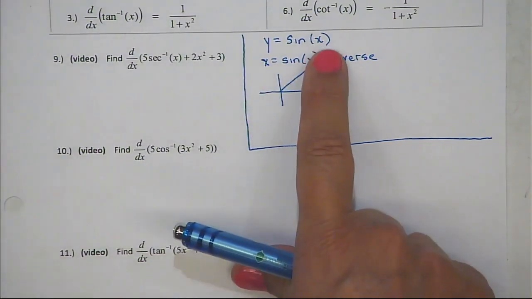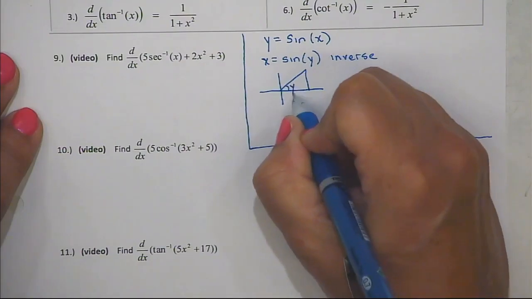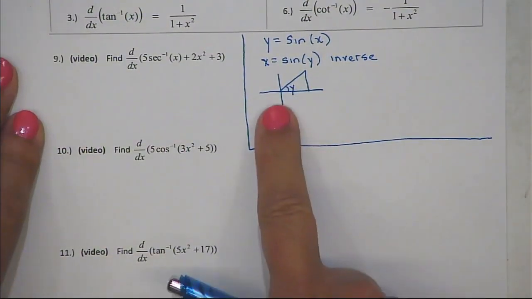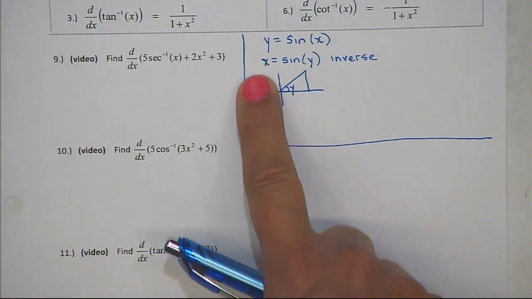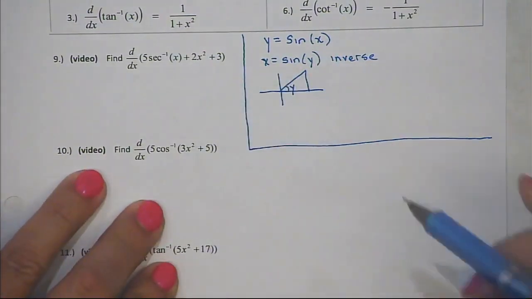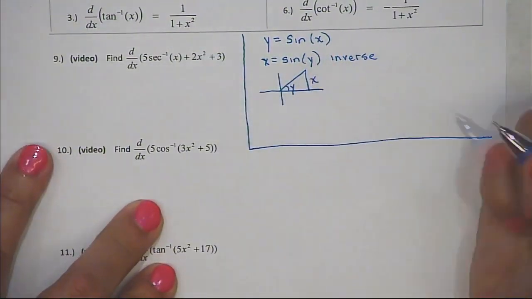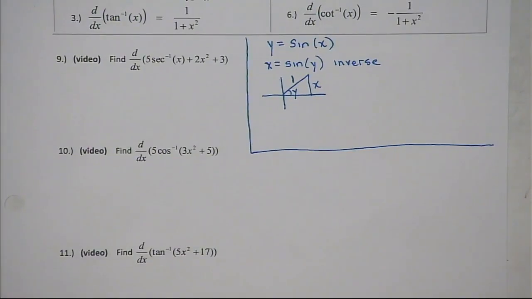Usually it's the sine of theta, but in this case we have y. So this angle right here is y. Okay, the angle is y. And the sine, which is opposite over hypotenuse, is x. So that means the opposite side is x, and the hypotenuse is 1.